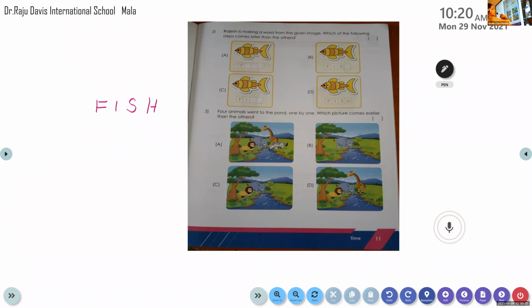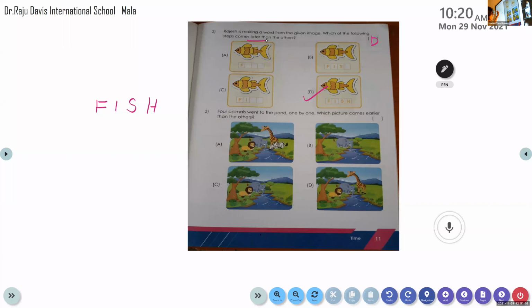Option D. And write capital letter D. See, it is asked later. Which of the following steps comes later than the others? So he will start writing F, then he will write I, then he will write S, then the last step H. So he will get the word fish. So option D is later than the others.